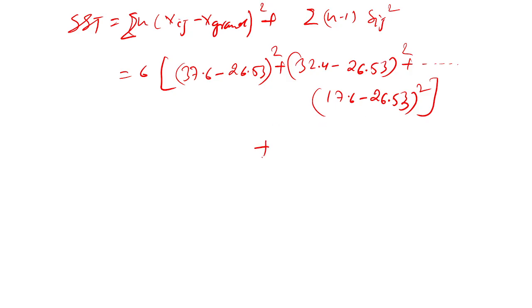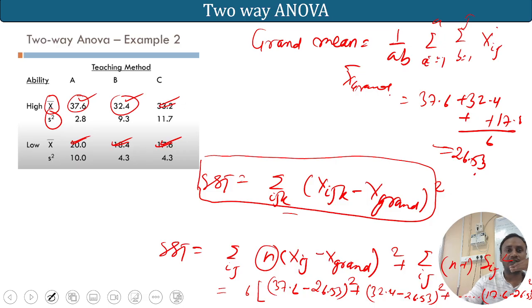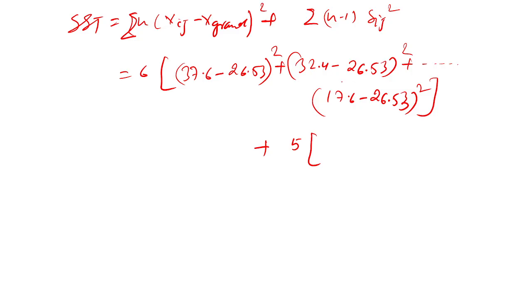So this is the one part. Then what we have is n minus 1, it will become 5, into the summation of the Sij squares, 2.8 plus 10.3, 2.8 plus 9.3 plus till 4.3. So in total, if we calculate, SST will come somewhere around 2115.05.